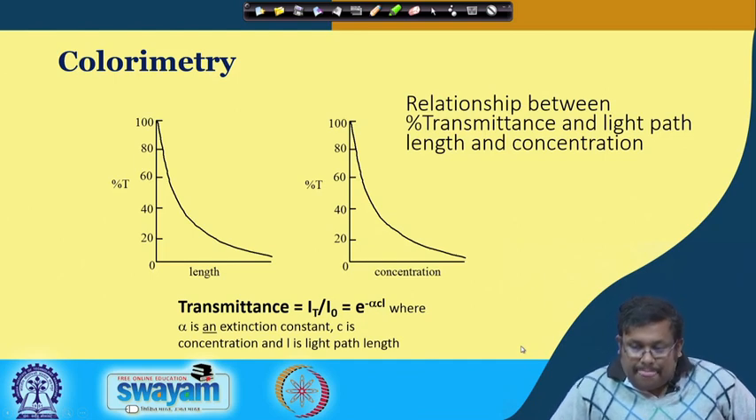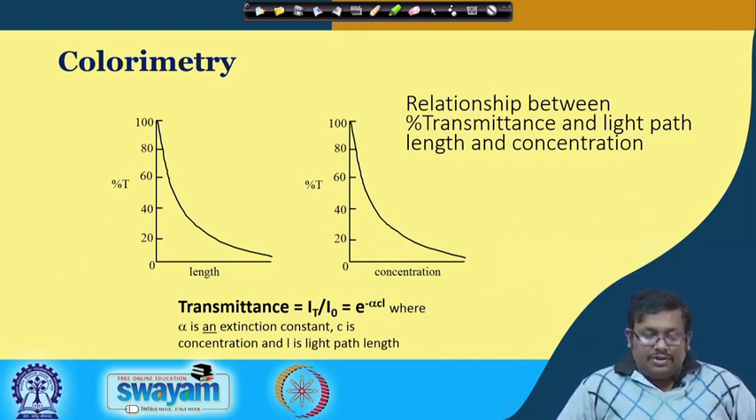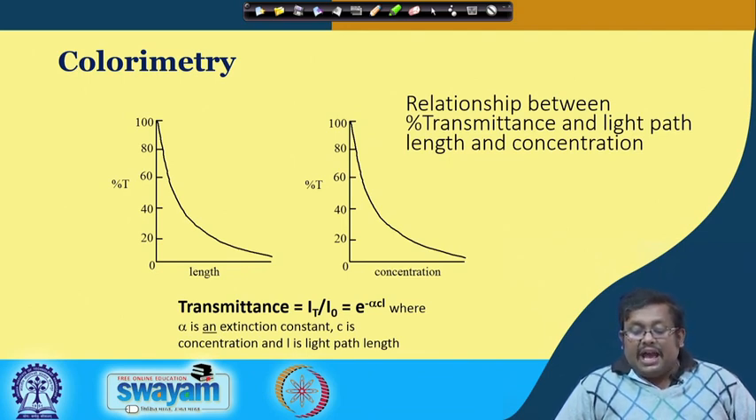Now, before we discuss in detail the flame photometry, which is based on atomic emission spectrometry, let us discuss colorimetry. Colorimetry we basically use for measuring the concentration of phosphate, and colorimetry depends on the principle of the relationship between percent transmittance, light path length and concentration.